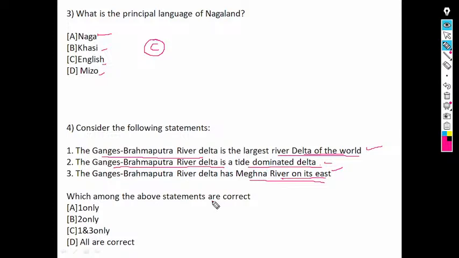So which of the following statements are correct? If you can see, it is the largest delta. This is correct. Statement one is correct. Meghna is on the east. This is also correct. 1 and 3 are also correct. The delta is a tide dominated delta. All are correct here. D for Delhi.